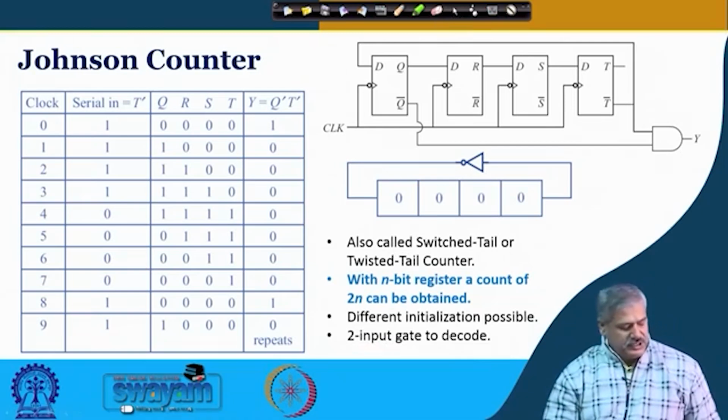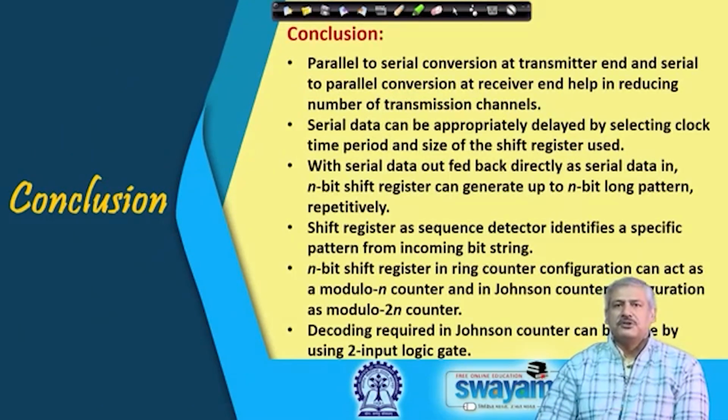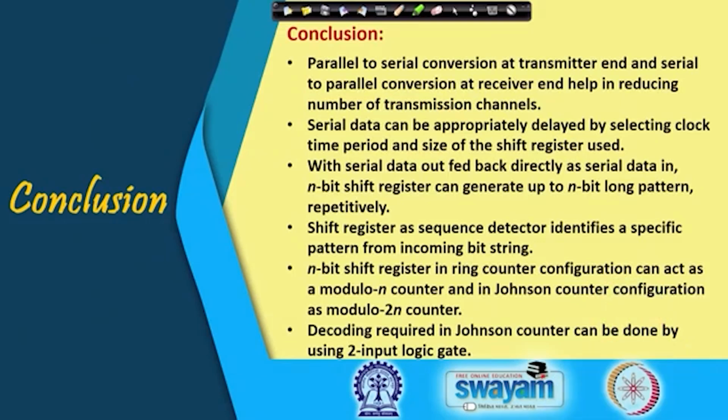So with this we come to the conclusion of this class. What we have seen is that parallel to serial conversion at the transmitter end and serial to parallel conversion at the receiver end help in reducing the number of transmission channels, and the shift register comes in useful there, because after parallel to serial conversion the data is sent out serially, and there lies its utility. And we also saw that serial data can be appropriately delayed by selection of clock period and also the size of the shift register used.